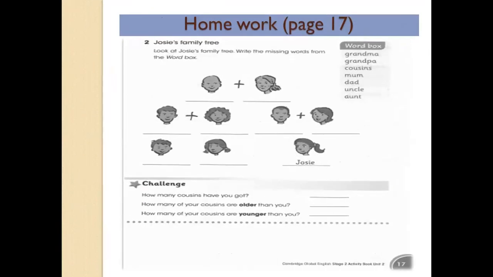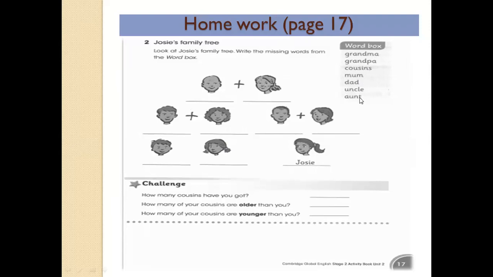Coming to the homework, again, you have Josie's family tree. Look at Josie's family tree, write the missing words from the word box. Here is the word box. You have to choose the words and put them in the right place. Grandma, grandpa, cousins. Cousins means two. So when you are writing under the picture, you are going to write cousin, not cousins. You have to write cousin and cousin, okay?